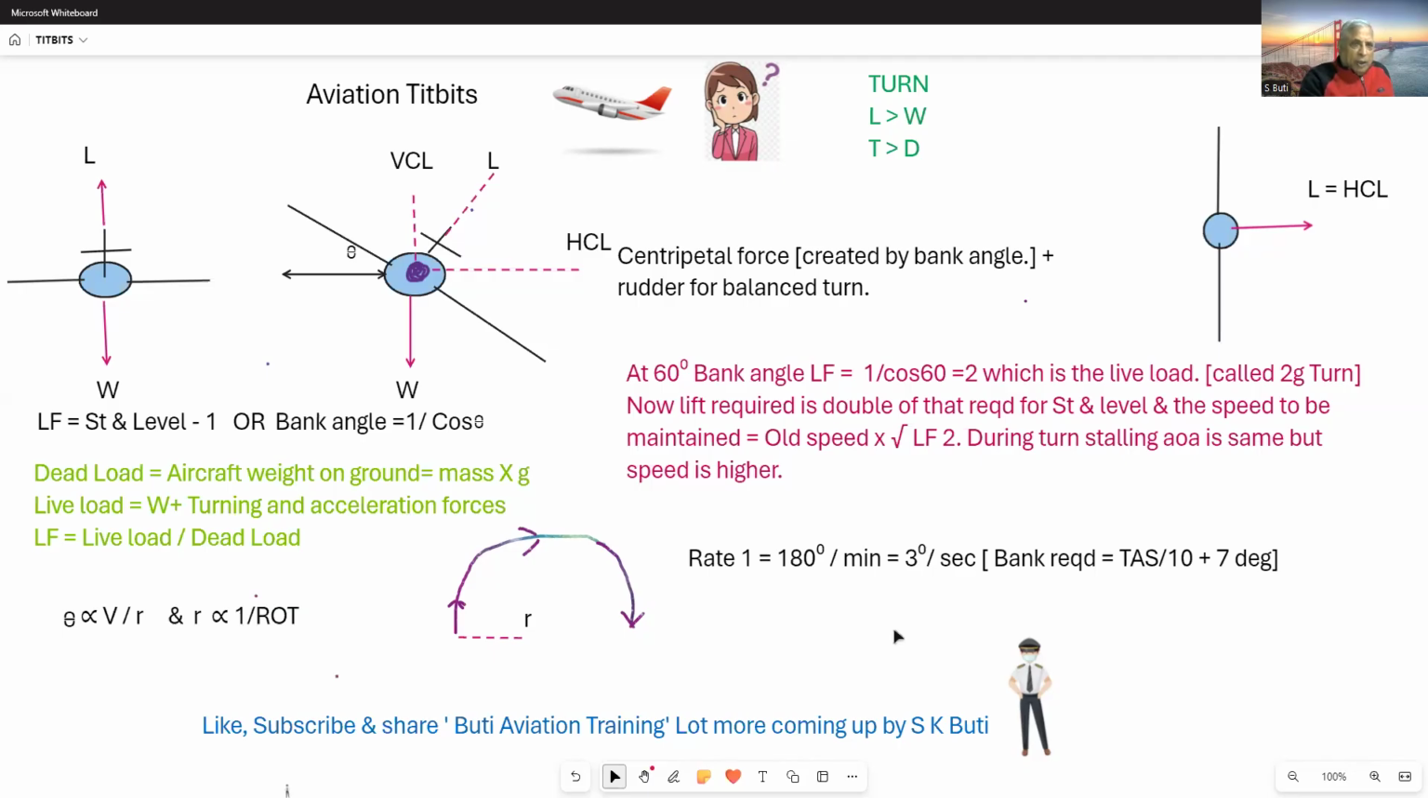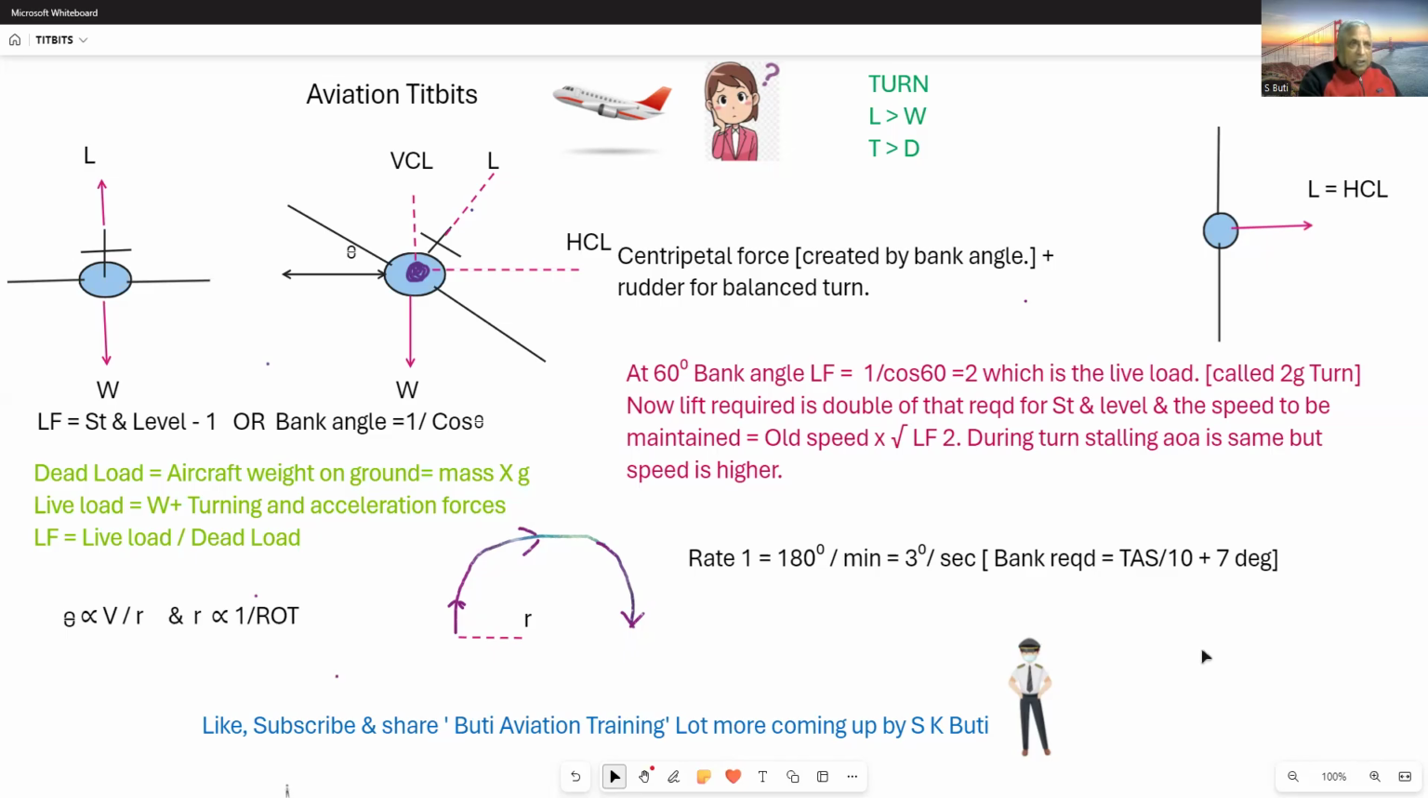Okay, now today's lesson is on aviation tidbits, which are technical lessons and technical questions and answers, primarily from the examination point of view. And today we are going to cover the term aerodynamics in a turn.